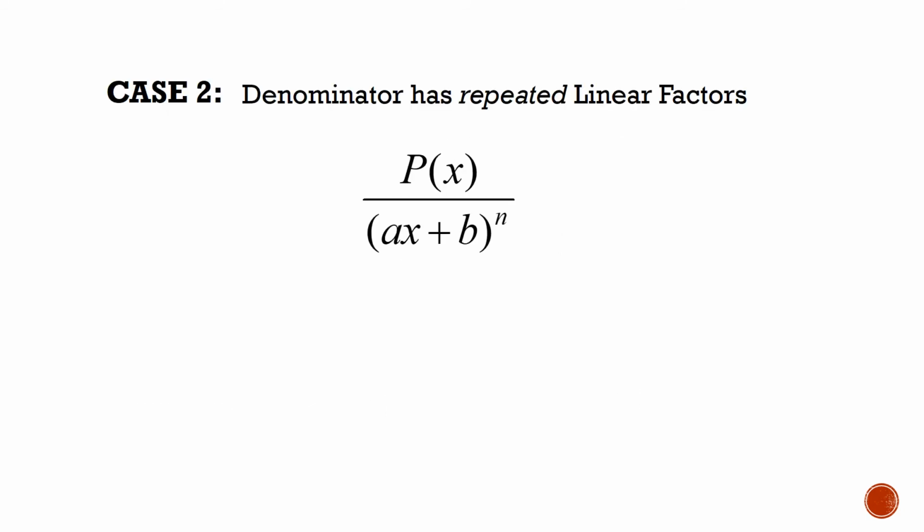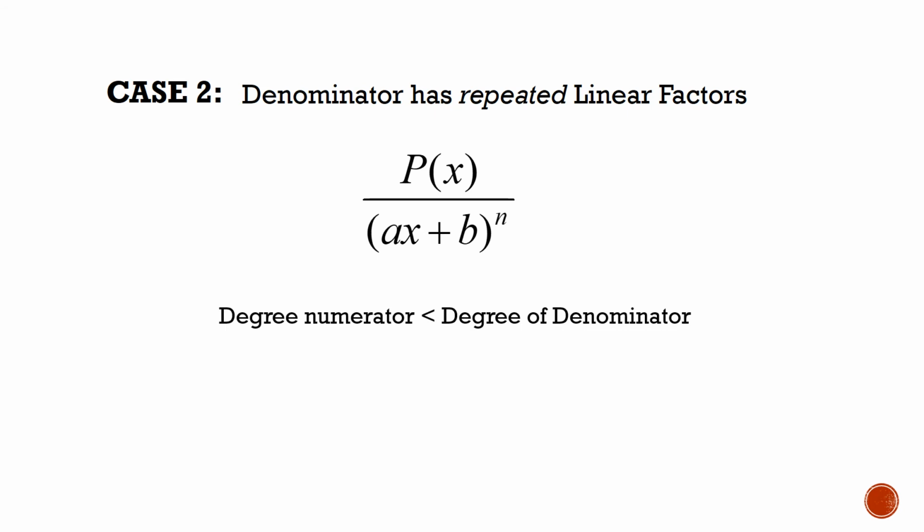Okay, so this is the second case, and in this particular case, what you'll notice is that the denominator has repeated linear factors. So in other words, it's one linear factor that has a power to it. So once again, extremely important that the degree of the numerator has to be less than the degree of the denominator for this particular case to work.